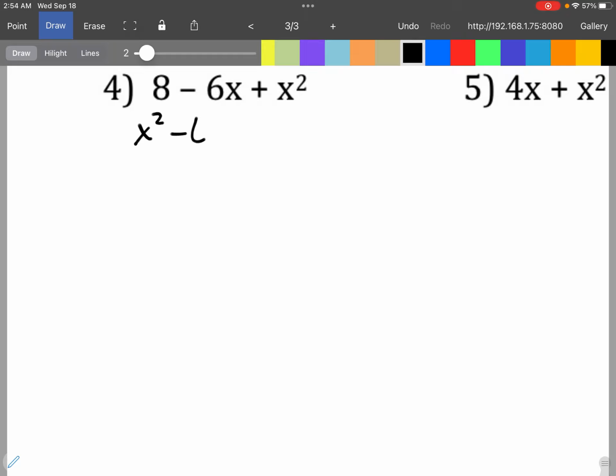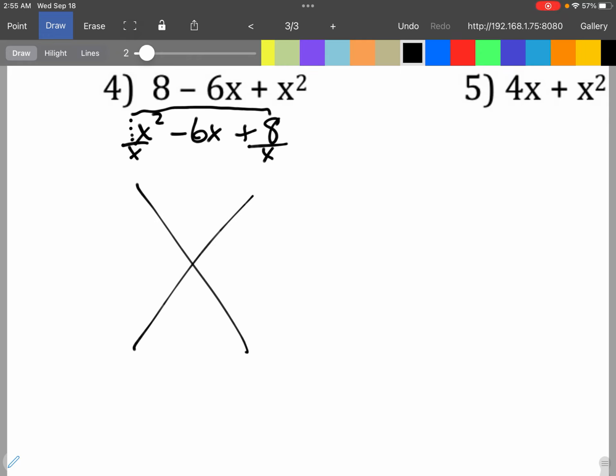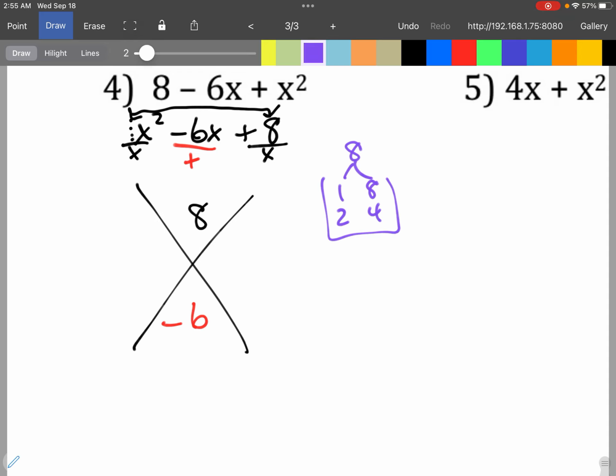X squared minus 6x plus 8. The two numbers that we're multiplying to is 1 and 8. 1 times 8 is 8. The number that we're adding to, these same two numbers should add up to -6. Let's go shopping. Could it be 1 and 8? What about 2 and 4? Pretty sure that's it.